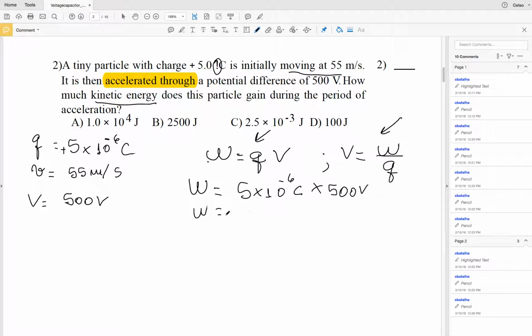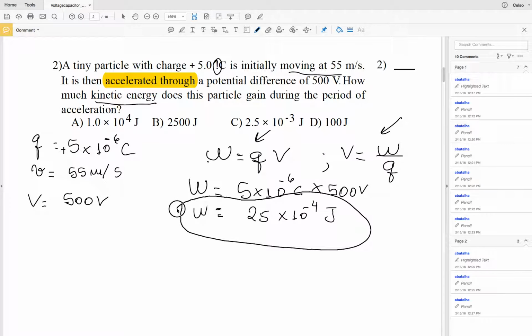And then we have the work that is exerted on the particle by the electric field generated by this charge distribution that has a potential difference of 500 volts. So this is the equivalent of 25 times 10 to minus 4 joules. So I'm talking about joules here. That's energy. So how much kinetic energy does this particle gain during the period of acceleration?